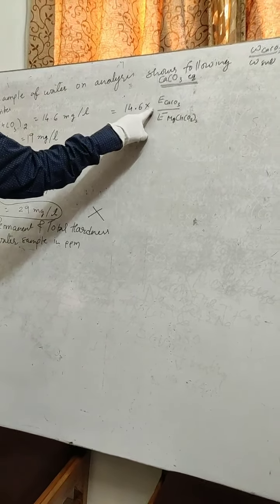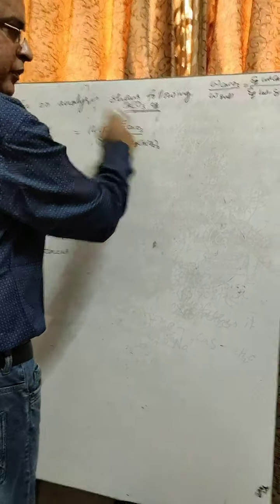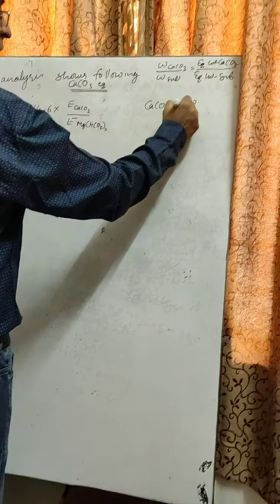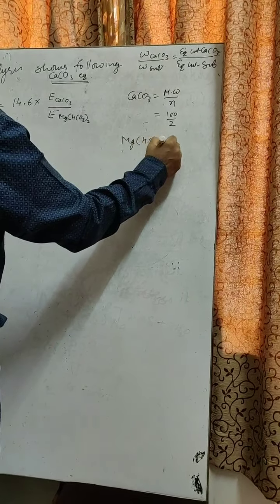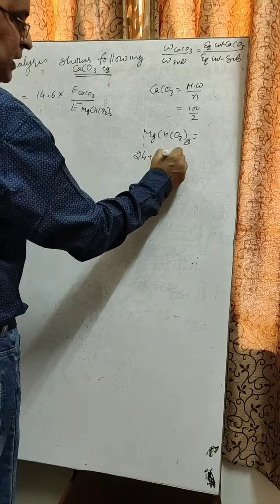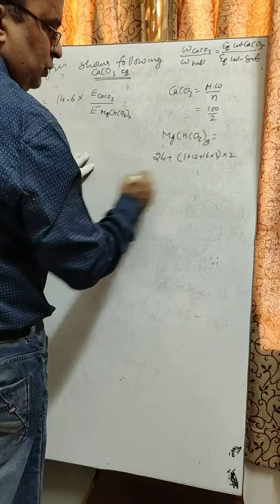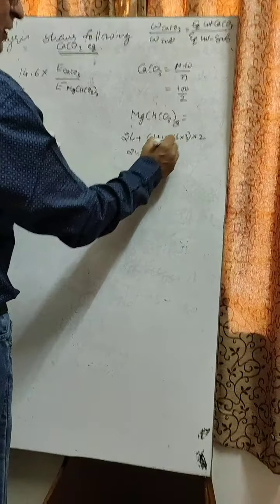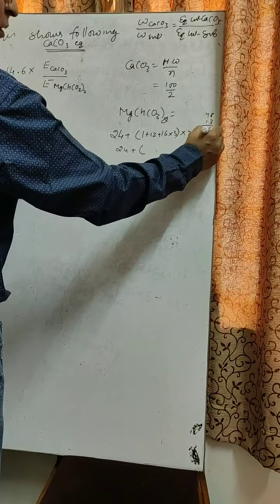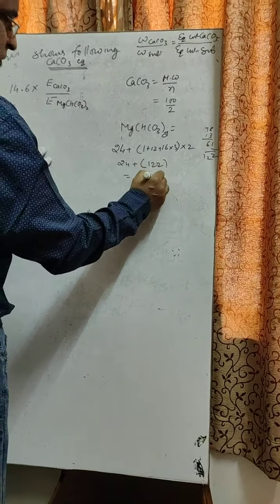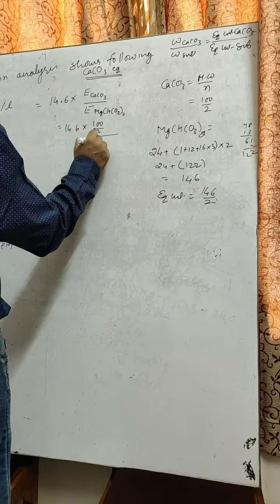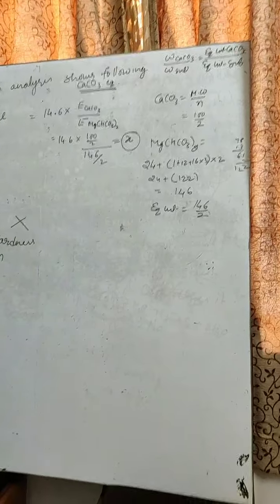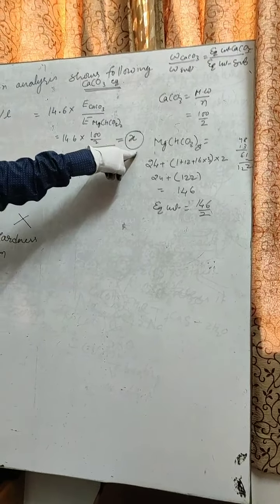Again, we'll discuss this one point and simply write so as to save time. See how to calculate the equivalent weight of calcium carbonate: molecular weight divided by total charge present. So molecular weight is 100 by 2. In case of magnesium bicarbonate, molecular weight is 24 plus (1 plus 12 plus 16 into 3) multiplied by 2, that is 146. So equivalent weight will be 146 by 2. So it is 14.6 into 100 by 2 divided by 146 by 2. In this way we will get an amount that represents the equivalent of calcium carbonate.